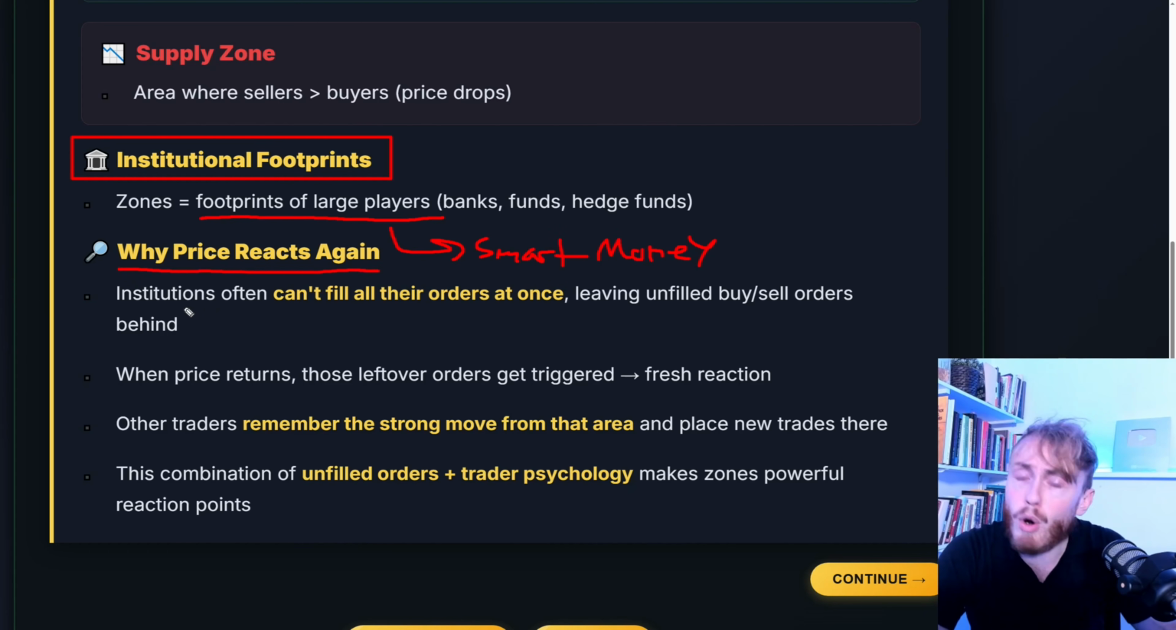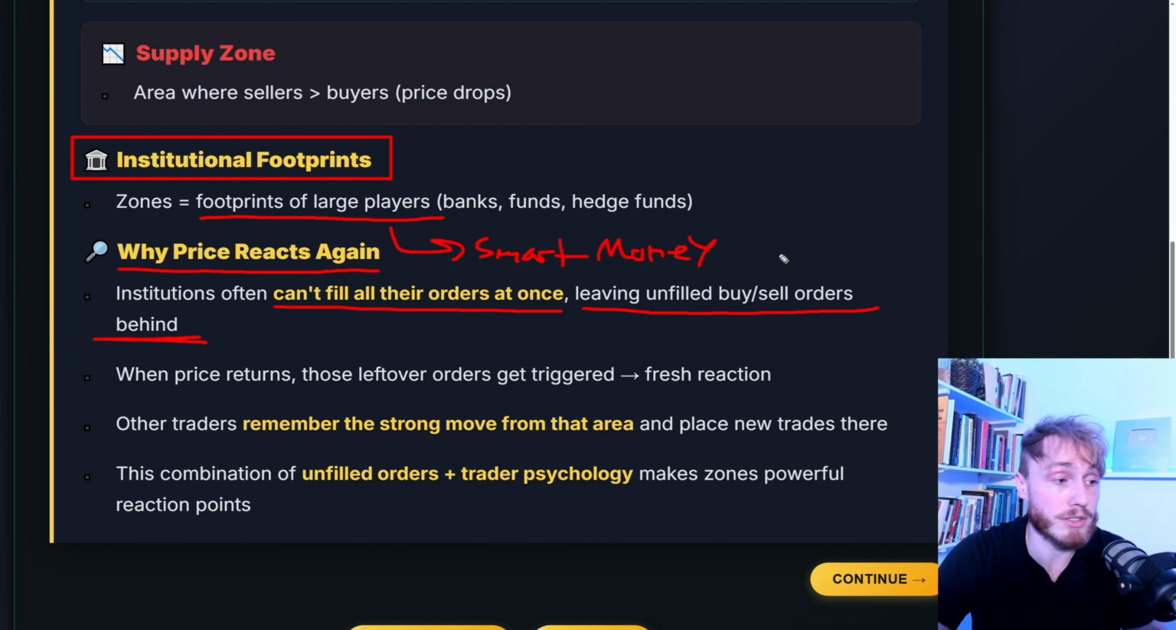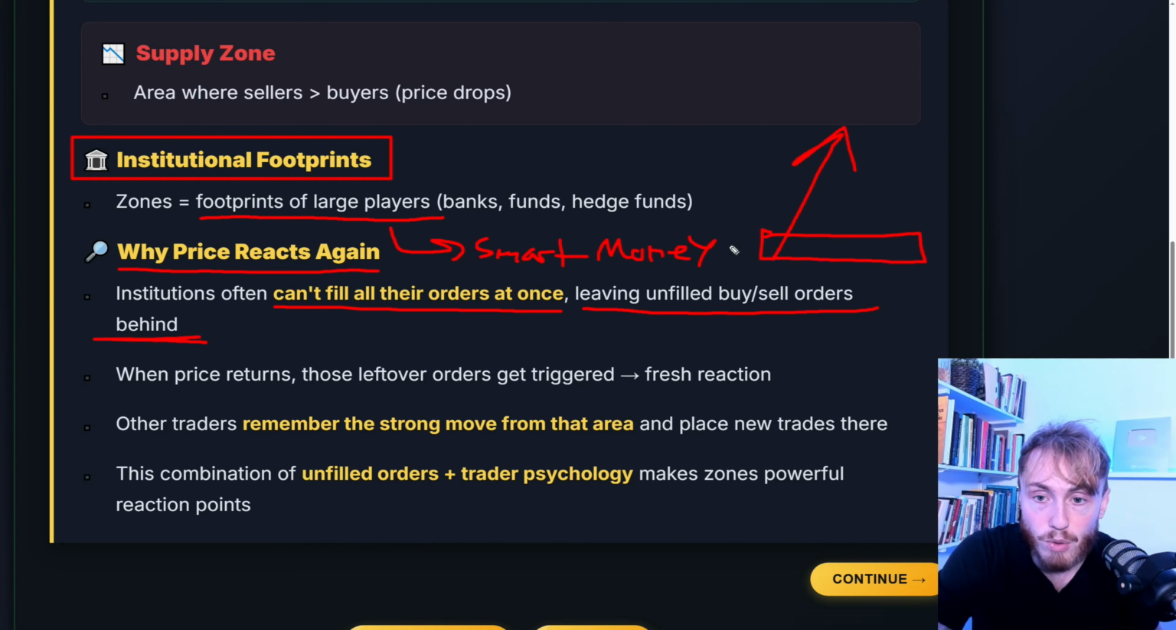Well, there are multiple reasons for this. And one reason is that institutions often can't fill all their orders at once. This will leave many unfilled buy and sell orders behind. So for example, if an institution buys lots and lots of something, let's say that an institution buys tons of Bitcoin and pushes the price up, the institution might still have many buy orders at this level waiting to get filled.